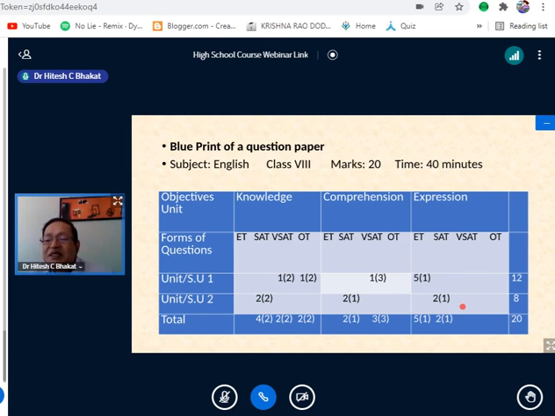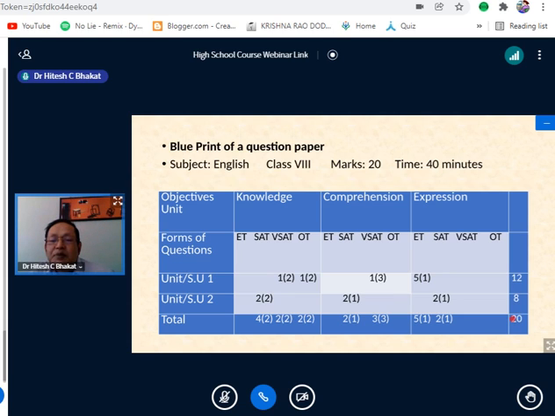So now we have this total. Here you see short answer type 2 means 4 marks. All right. So here you see 2 into 2, that is 4. Okay. 2 questions, 4 marks. 2 marks, 2 questions. 2 marks, 2 questions. Like this, we calculate. And 20 marks. So this is the principles.